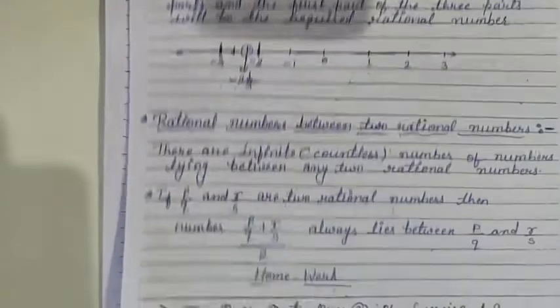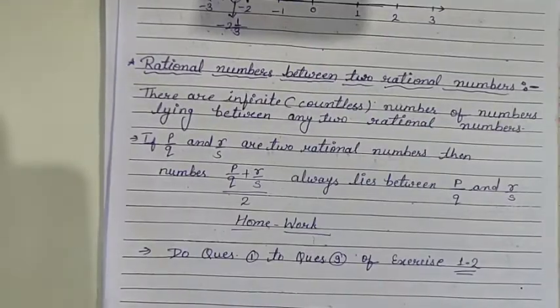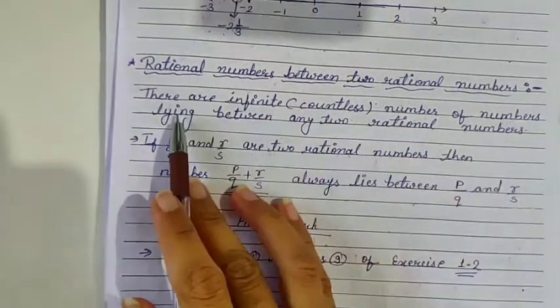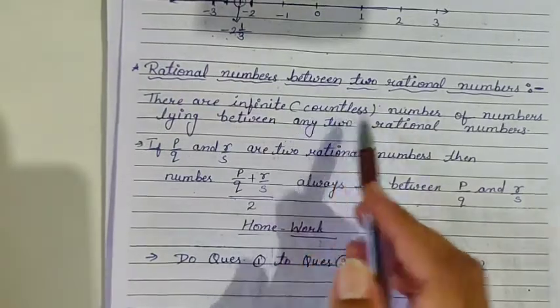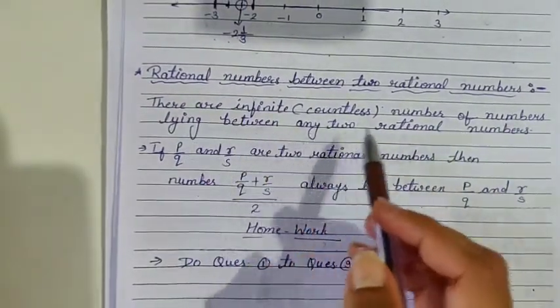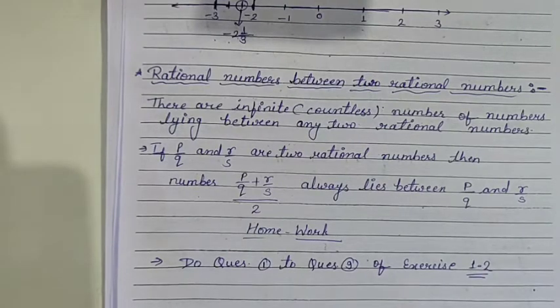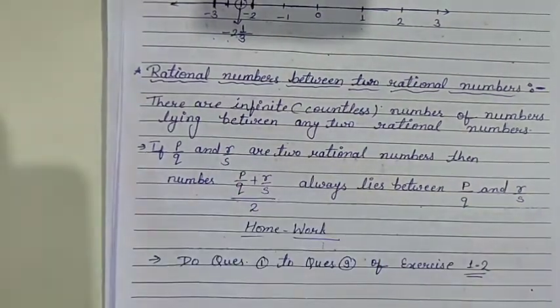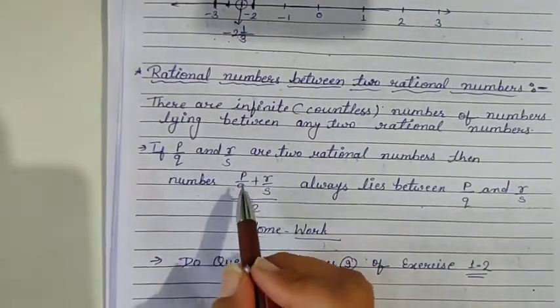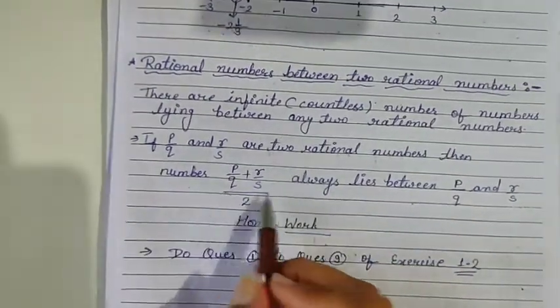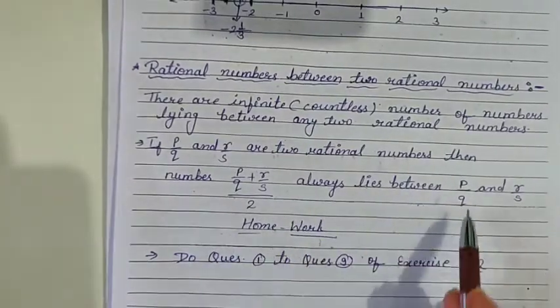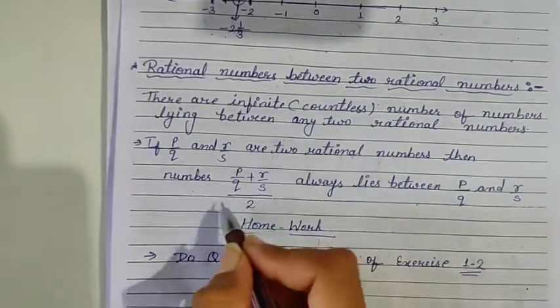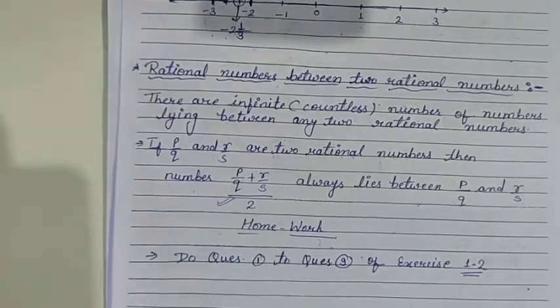Okay students, now we will do rational numbers between two rational numbers. How can we find rational numbers between two rational numbers? Firstly, there are infinite, meaning countless, rational numbers lying between any two rational numbers. How can we find them? If P upon Q and R upon S are two rational numbers, then the number (P upon Q plus R upon S) divided by 2 always lies between P upon Q and R upon S, and this is the arithmetic mean of these two rational numbers.